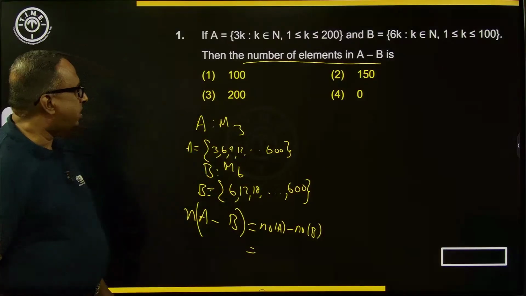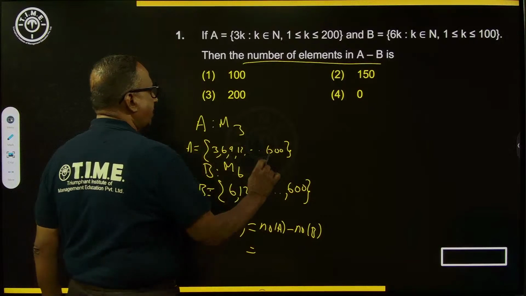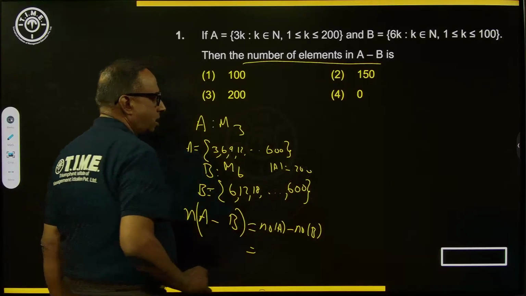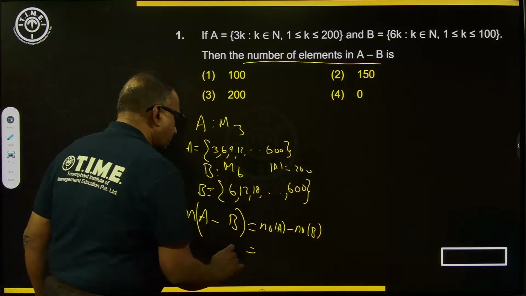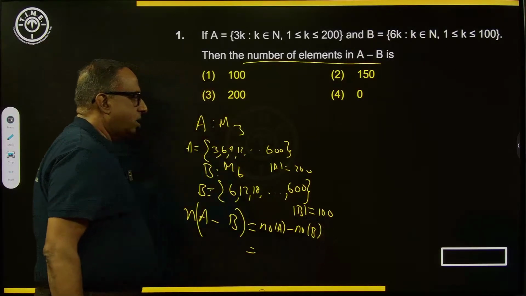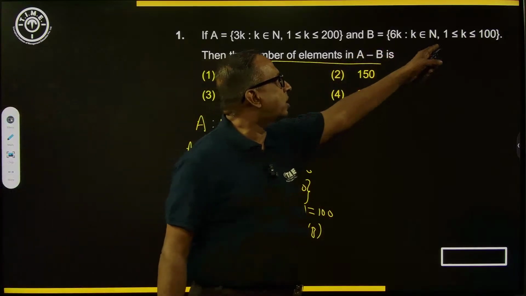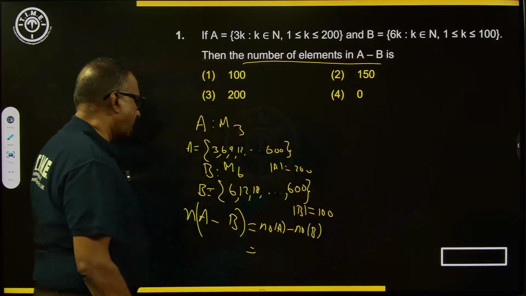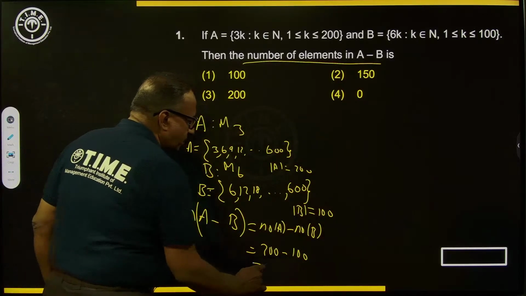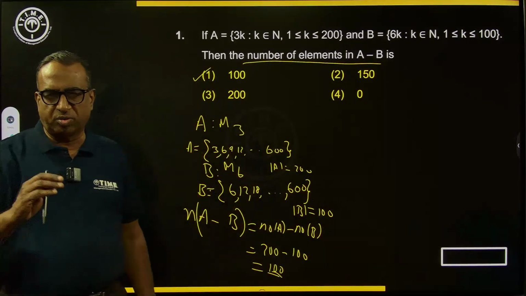Let's see. How many elements are there in A? 3, 6, 9 up to this. Clearly, the number of elements in A will be 200. How many elements are there in B? The number of elements in B will be 100, because 6 times 1, 2, 3 up to 100, so there are 100 elements. So the number of elements in A is 200, the number of elements in B is 100. What is 200 minus 100? 100. So what is the answer? Choice 1 will be the answer for this.